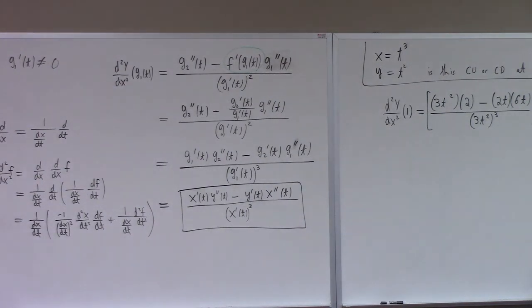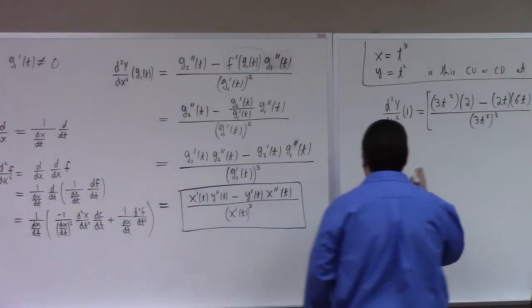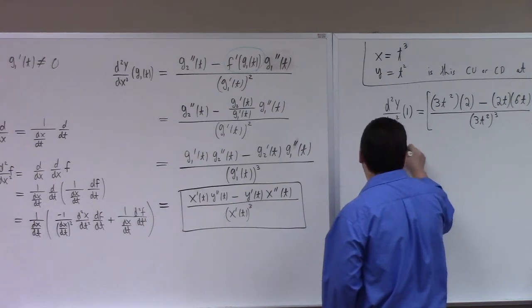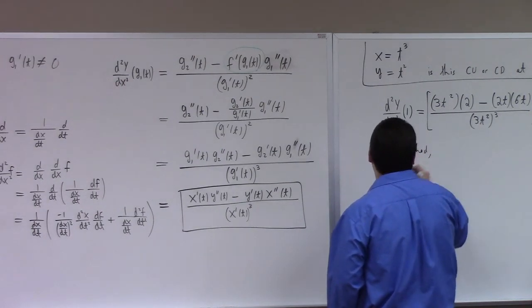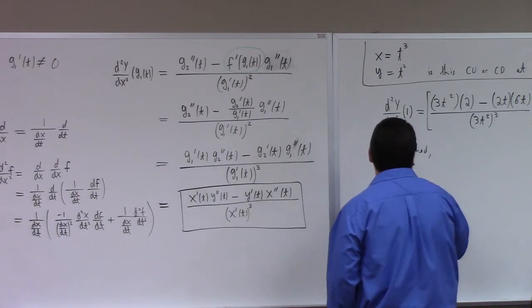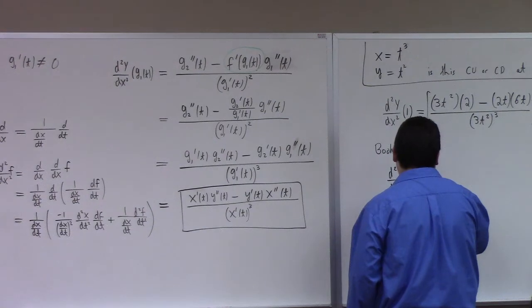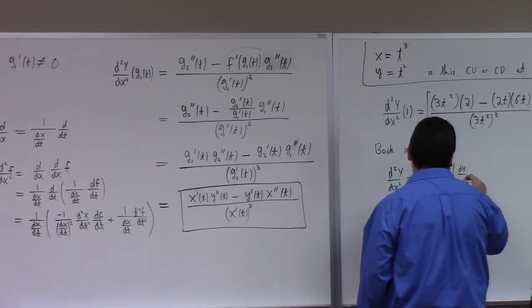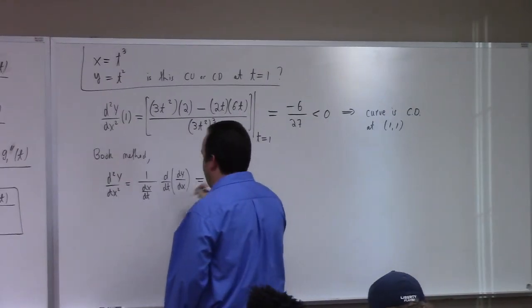Let me do this calculation without the black box, the book way, okay? Book method. I think what he's saying is to calculate d squared y/dx squared, what you should do is say, well, that's 1 over dx/dt, right, times d/dt of dy/dx, right? But what is that?